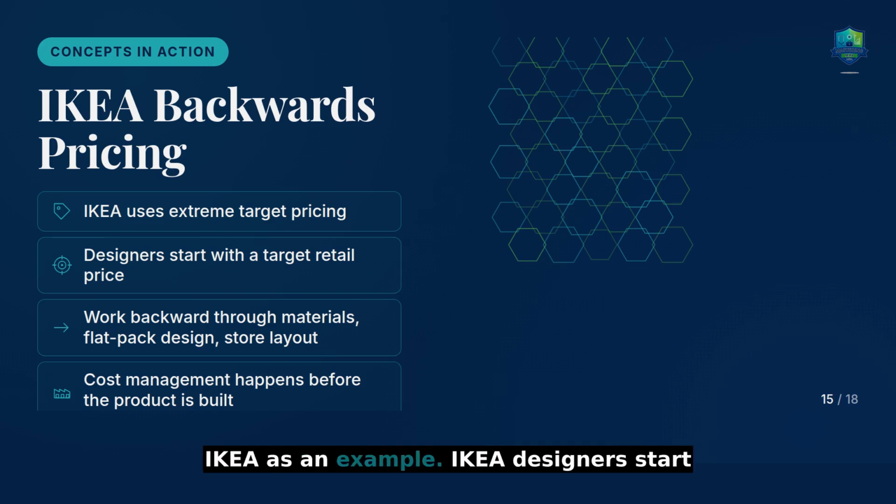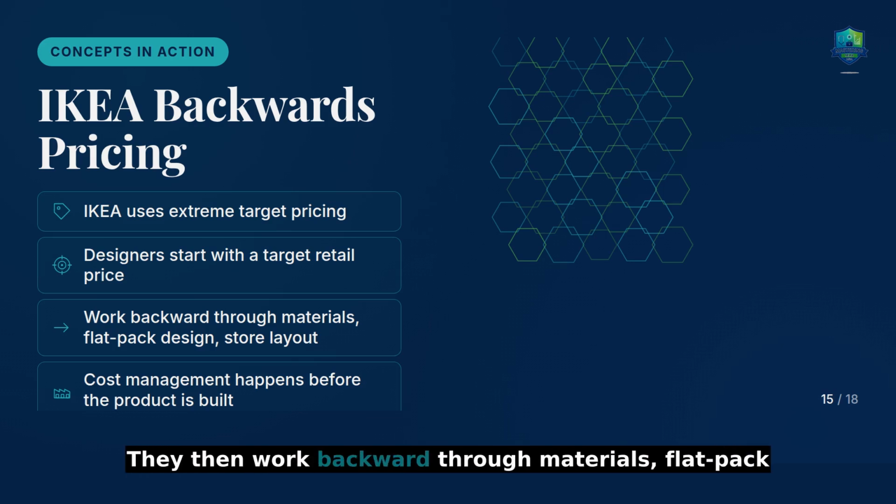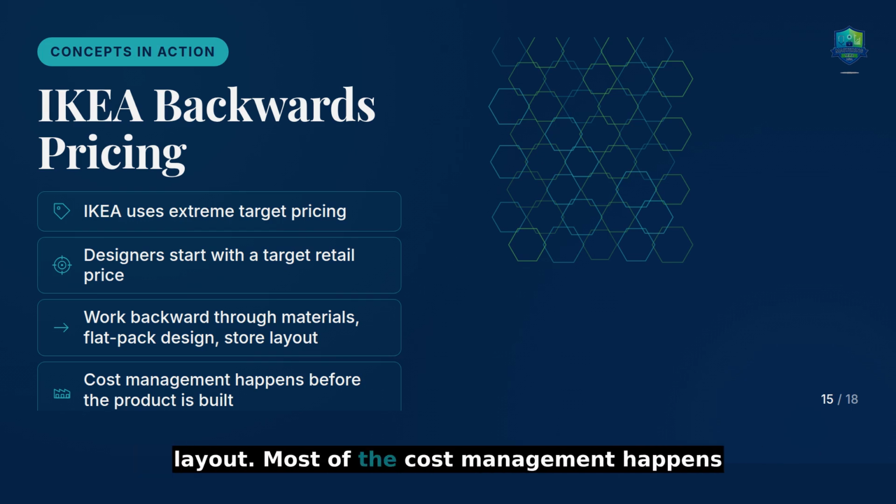Take IKEA as an example. IKEA designers start with a target retail price. They then work backward through materials, flat pack shipping, and store layout. Most of the cost management happens before a single product is built.